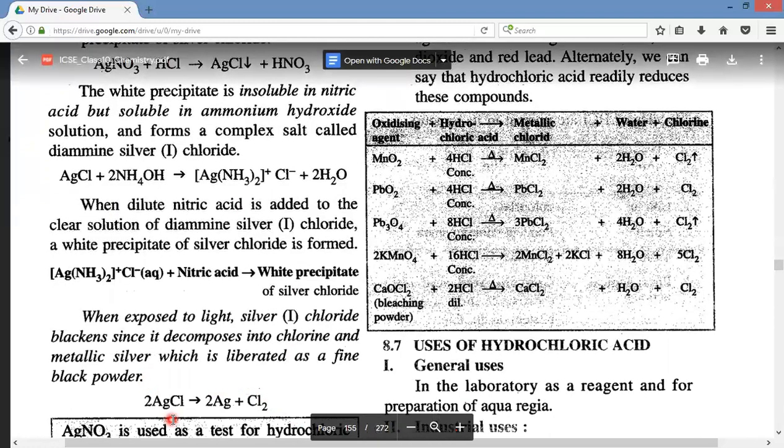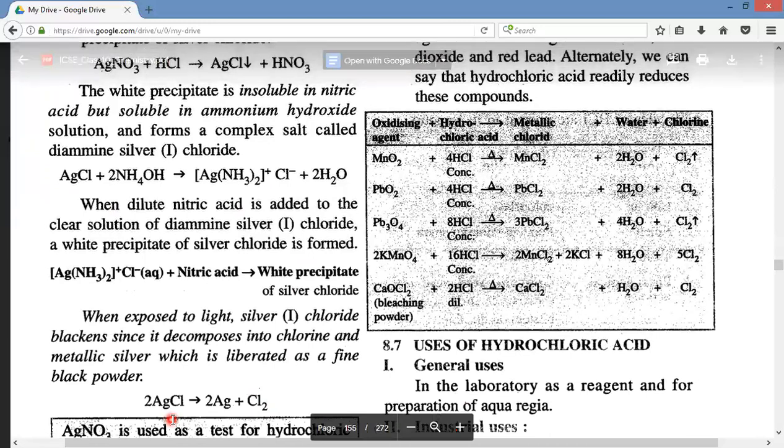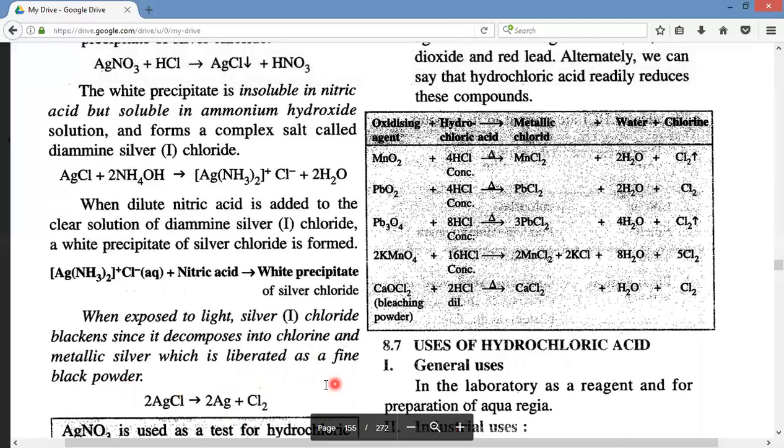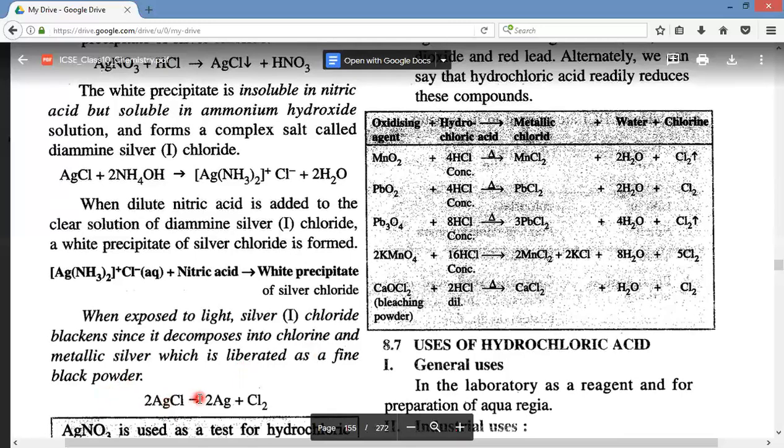When this silver chloride is exposed to light, it will blacken. The reason behind this is that it decomposes into chlorine and metallic silver, which liberates a fine black powder.